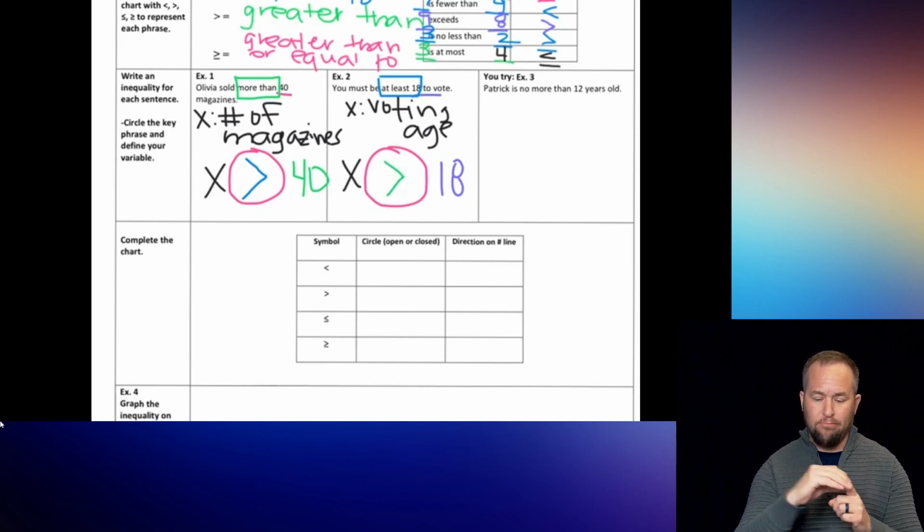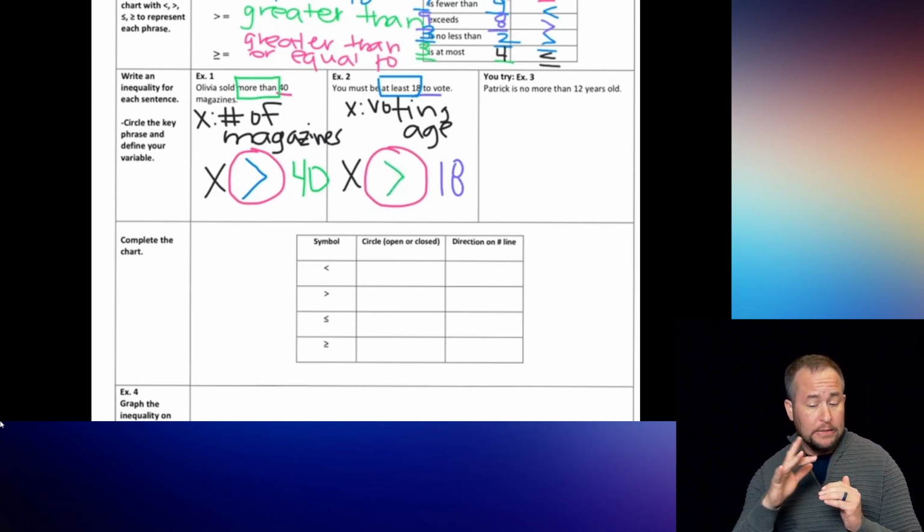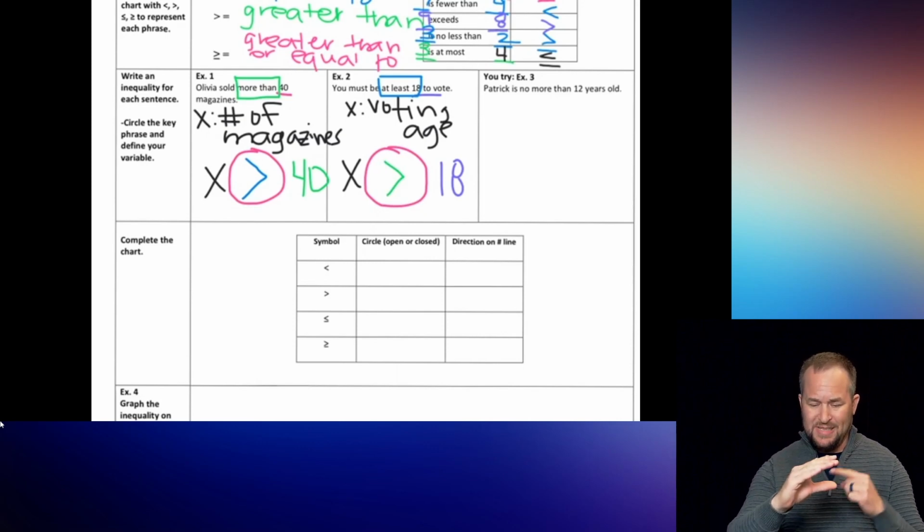And could I be 18? Well, let's think about it. If you're at least 18, can you be 18 to vote? Absolutely. So we're also going to include that or equal to symbol. Sorry, that's so wonky. You can just go in that direction.